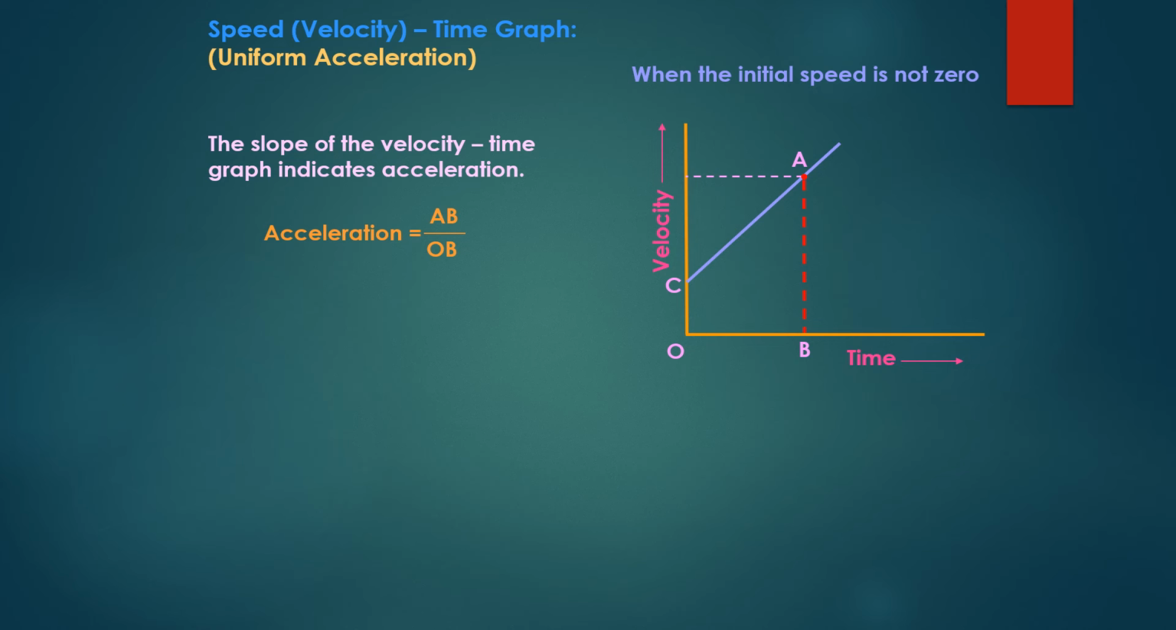Now it is not a triangle, instead it is a trapezium. The area of OCAB gives the distance travelled. It is area under the graph, which is a trapezium. When it is a trapezium, we can make it as a rectangle plus a triangle.